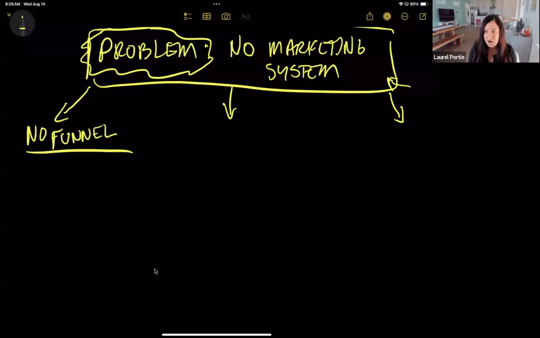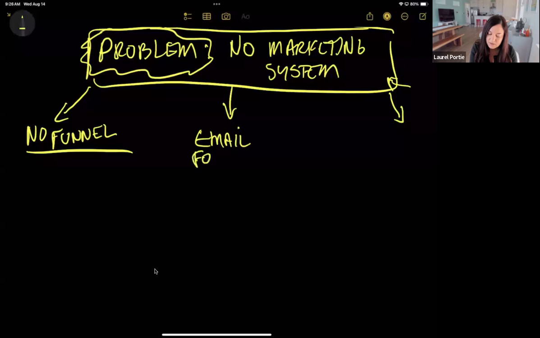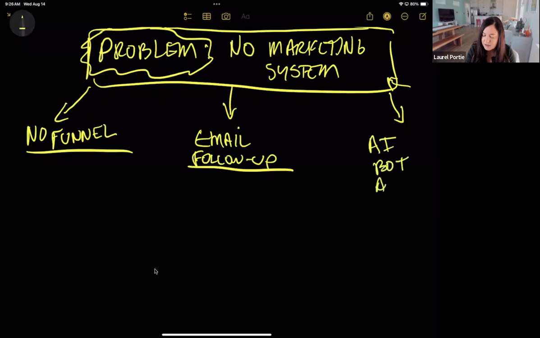What is another big problem that people would have if they don't have a marketing system? Well, they probably don't have an email follow-up system. So that would be another big problem. And maybe they don't have an AI bot automation for follow-up. That would be 3. Now, there could be way more big problems, but those were the first 3 that kind of came to mind whenever I'm thinking of a marketing system that Go High Level would offer, right?